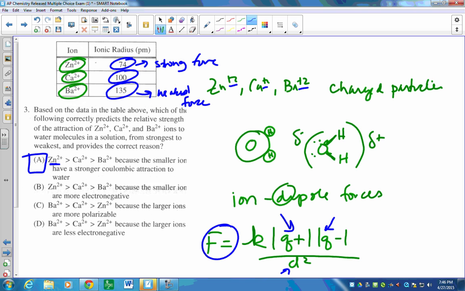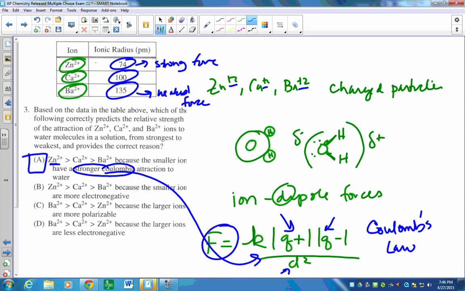with water, because smaller ions have stronger Coulombic attraction. Coulombic attraction is a fancy way of saying Coulomb's law. And Coulomb's law only applies to charged bodies. This electronegative, you know, it sounds good, but guys, electronegativity is defined as the relative tendency of an atom to attract electrons to itself when it's bonded to another atom. Electronegativity is only discussed inside an atom.